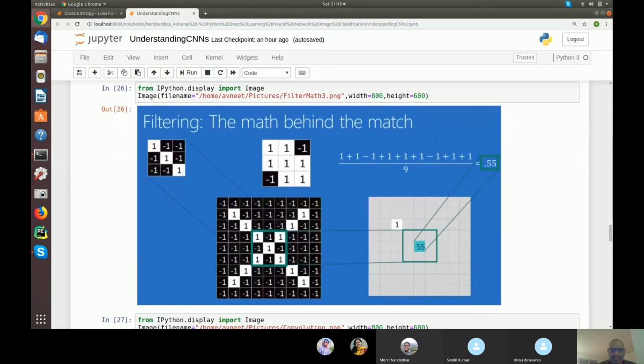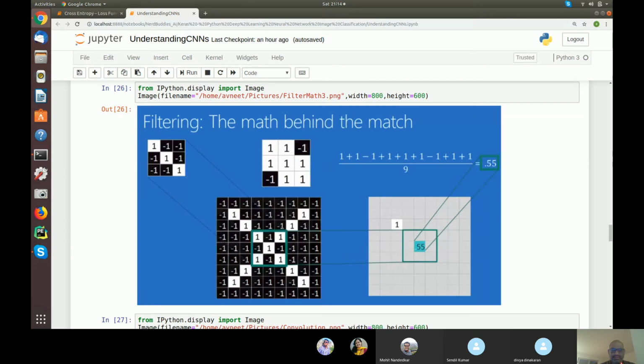Now we see the same idea, where we use the same filter and we move it to the center of the image. And so you can see the green square at the center of the image. And we do the exact same thing. So we go to the top left of the filter, which is a 1. We go to the top left of the green square in the image, which is also a 1. We multiply them, we get a 1. We do that for 9 pixels here.